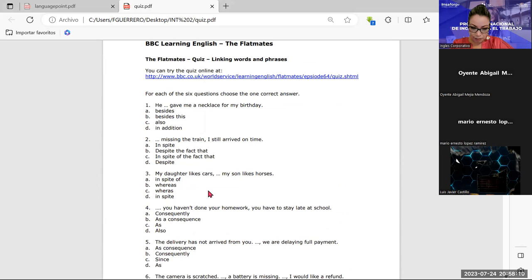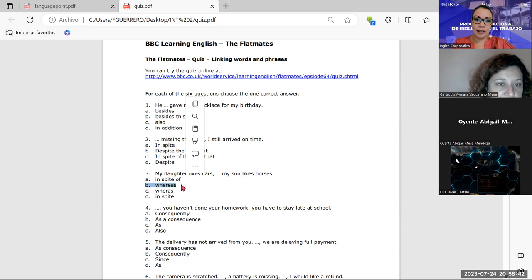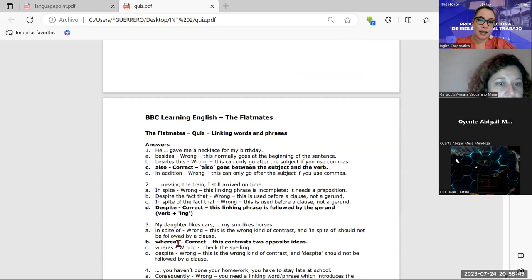Number three. Letter C. Letter B. B as in boy? Number three, well. Yes, the number three. It's weird, whereas. So you say it's B as in boy. That is correct. Number three, the correct answer is B. You can see here, whereas is correct. This contrasts two opposite ideas.